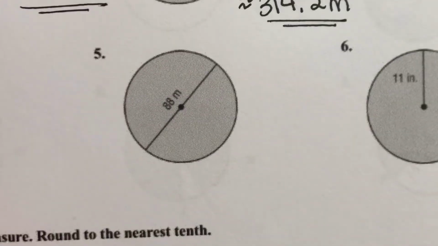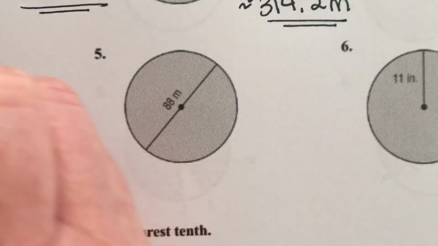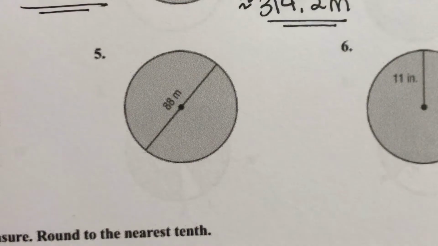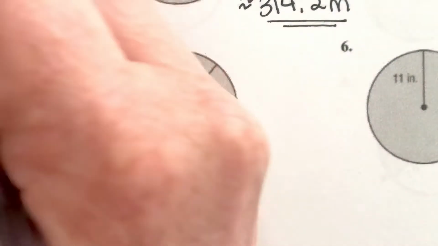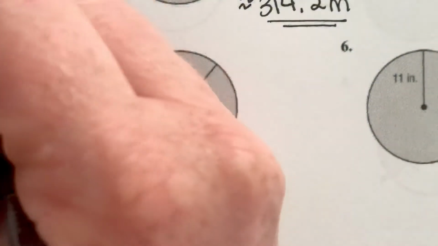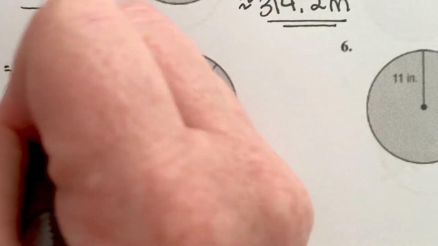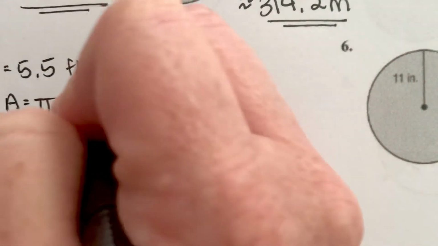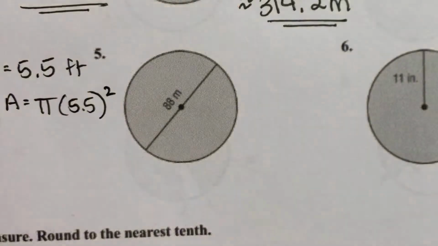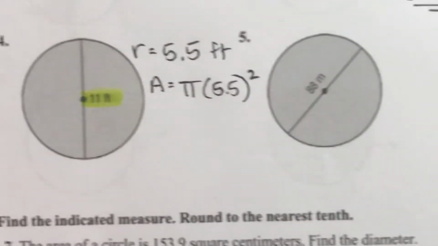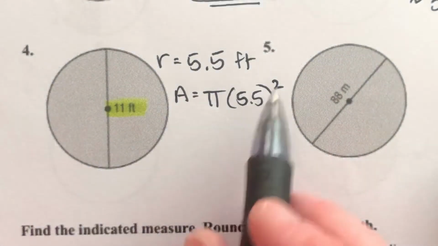All right, number 5. Here, what do we notice? It gives us the diameter, not the radius. So if the diameter is 11, the radius is half of that. So half of 11 is 5.5, and it's in feet. So area equals pi times the radius squared. So then I'm gonna square 5.5.